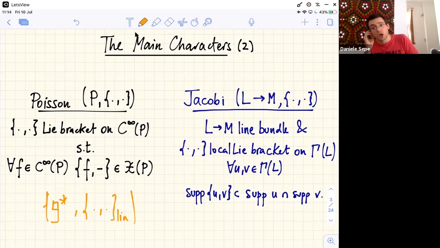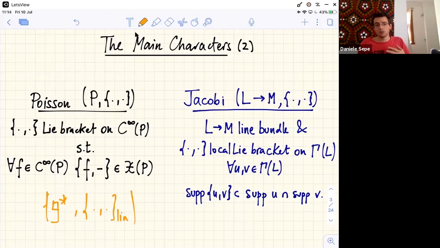Now, let me talk about Jacobi manifolds. Now, Jacobi manifolds have a different, more recent history than Poisson manifolds. They kind of coalesced from parallel work of Kirillov on the one hand and Michnerowicz on the other. And I will give you the definition that comes from Kirillov, but there's a lot of Michnerowicz.